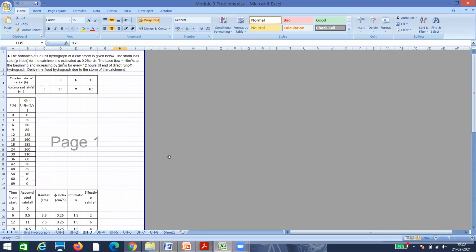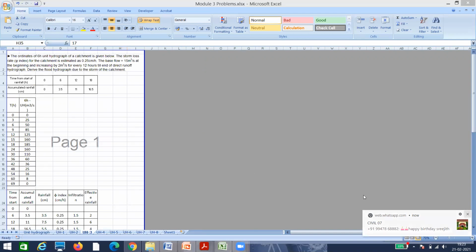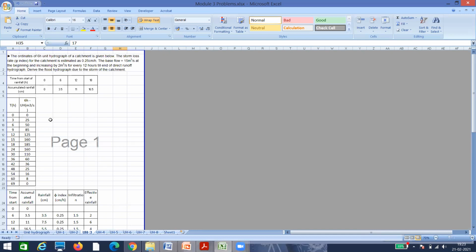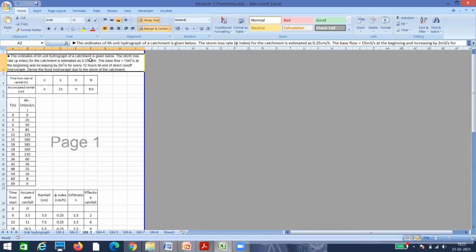Coming to the next problem, in the previous problem they asked you to calculate the direct runoff hydrograph. Here they are asking you to derive the flood hydrograph. Your flood hydrograph and storm hydrograph are the same. Along with your direct runoff hydrograph, it includes your base flow. When you include your base flow, the hydrograph we are getting is called your flood hydrograph or your storm hydrograph.